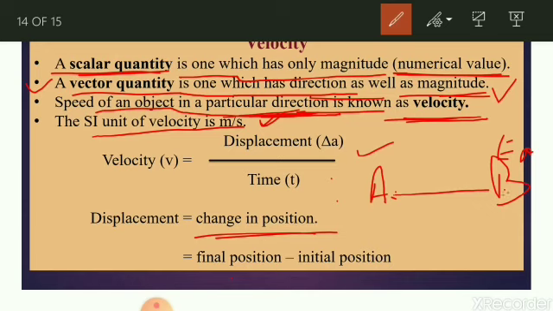So suppose any object is starting its journey from 0 kilometers to 10 kilometers, so the displacement will be 10 minus 0, final position minus initial position. So this is the displacement, means this is the distance 0 to 10 kilometers but in a particular direction. So displacement means distance in a particular direction, change in position, final position minus initial position. So velocity is a vector quantity which tells us the speed of an object in a particular direction.